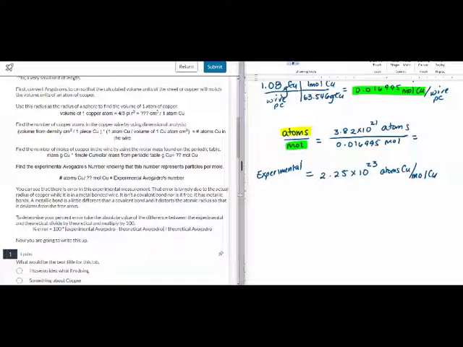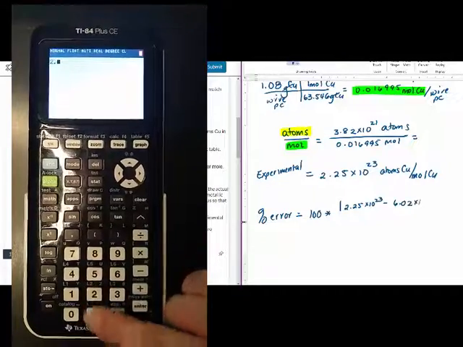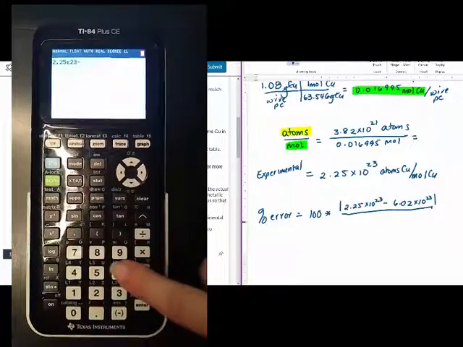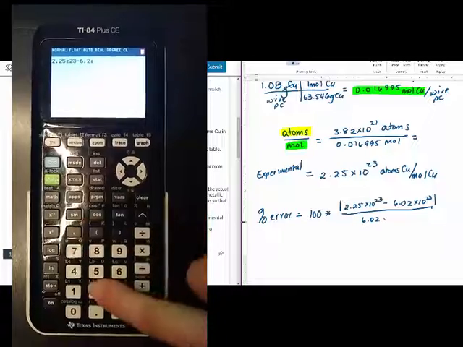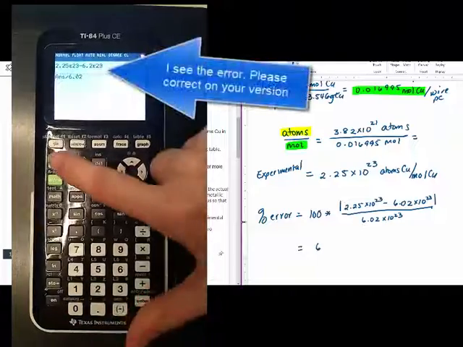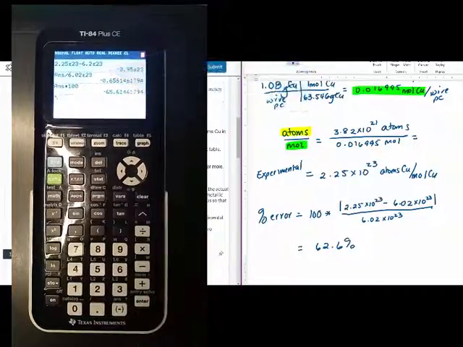So when I'm looking over here at the percent error, I need to take 100 times, and that straight line means the absolute value of the experimental value, 2.25 times 10 to the 23rd, minus the theoretical Avogadro's number. Theoretical Avogadro's number is 6.02 times 10 to the 23rd. So I'm going to take the absolute value of that difference. Then I'm going to divide that difference by 6.02 times 10 to the 23rd. Now, when I perform this calculation, the percent error I get is 62.6%. So that's how you go through those calculations.